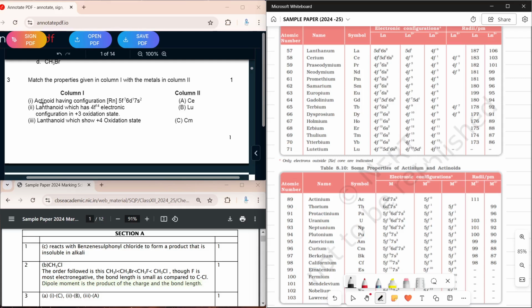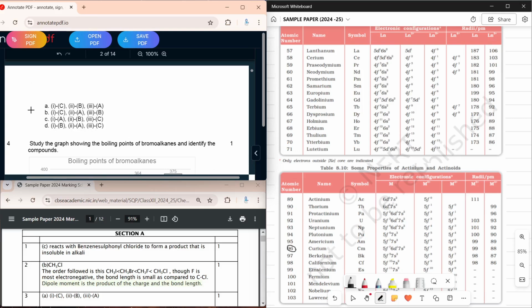So the first one is, actinoid having the configuration 5f7 6d1 7s2, that is curium with the atomic number of 96. Now this is Cm, and it's almost a direct question. Lanthanoid having 4f14 electronic configuration in the +3 oxidation state. The answer to this is lutetium. If you see it here, you have the 4f in the Ln +3 state. It has just 4f14. And then the lanthanoid showing +4 oxidation state is obviously going to be cerium, and you have the lanthanoids with the different oxidation states given in this table, and this is actually given in the beginning of lanthanoids and actinoids. So the answer to this question is option A.